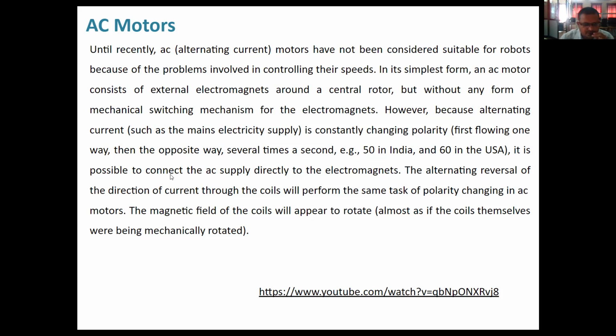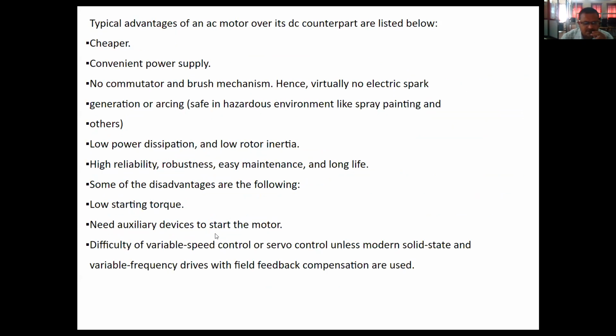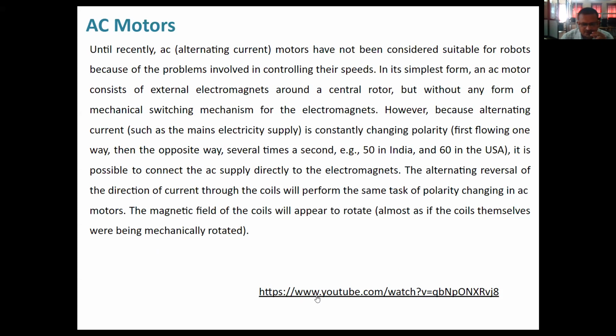It is possible to connect the AC supply directly to the electromagnets. The alternating reversal of the direction of current through the coils will perform the same task of polarity changing in AC motors. The magnetic field of the coils will appear to rotate almost as if the coils themselves were being mechanically rotated. Therefore, this is nothing but AC motors. We will see its videos in general.